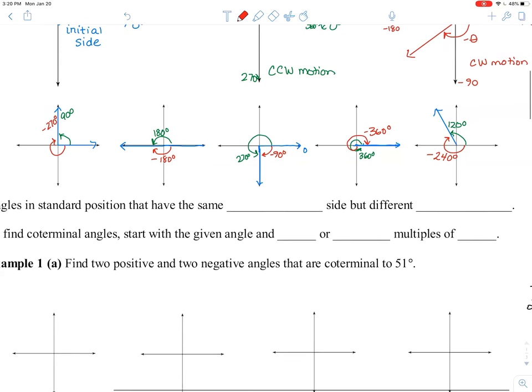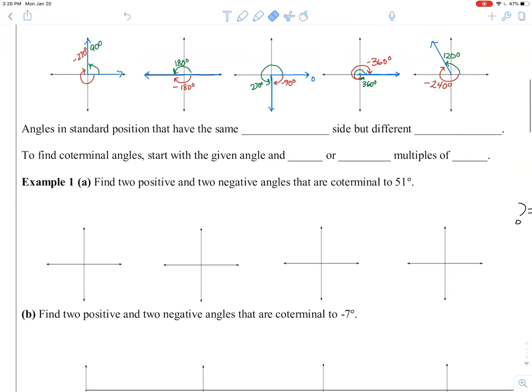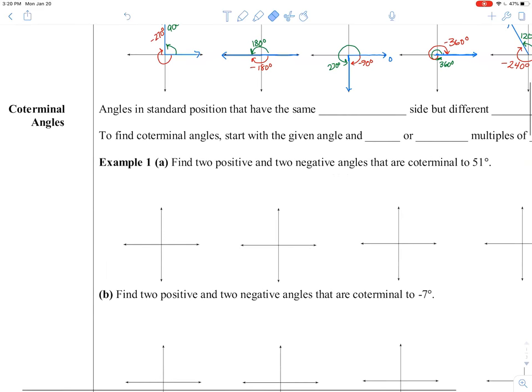Direction is really important because that also could represent multiple negative rotations many times before it comes to rest. How many degrees you turn just is determined by how many revolutions or rotations you do.